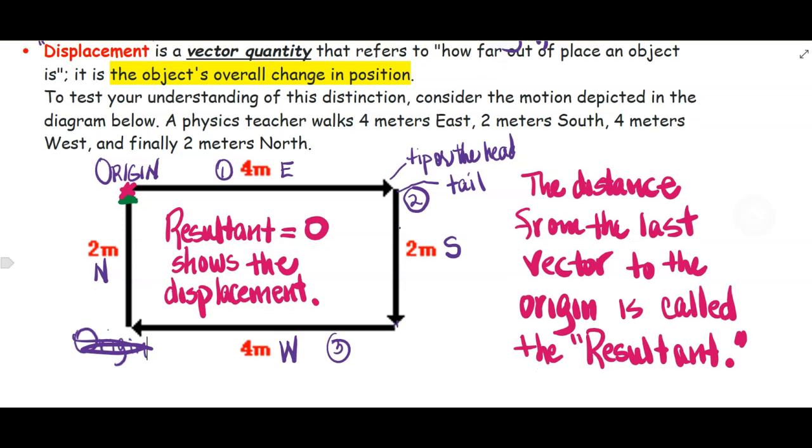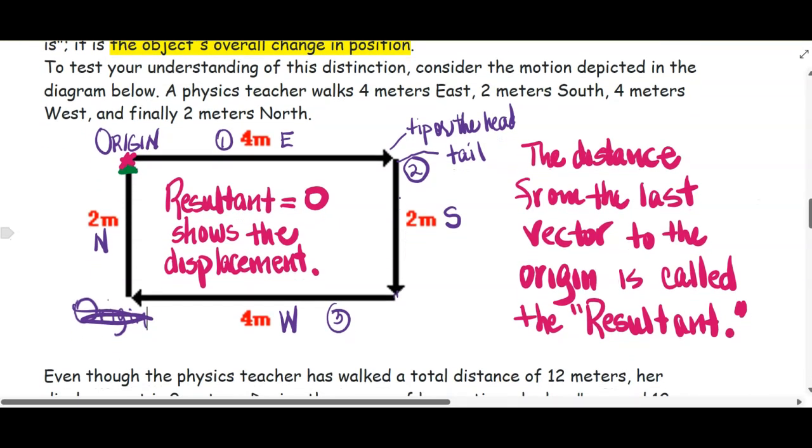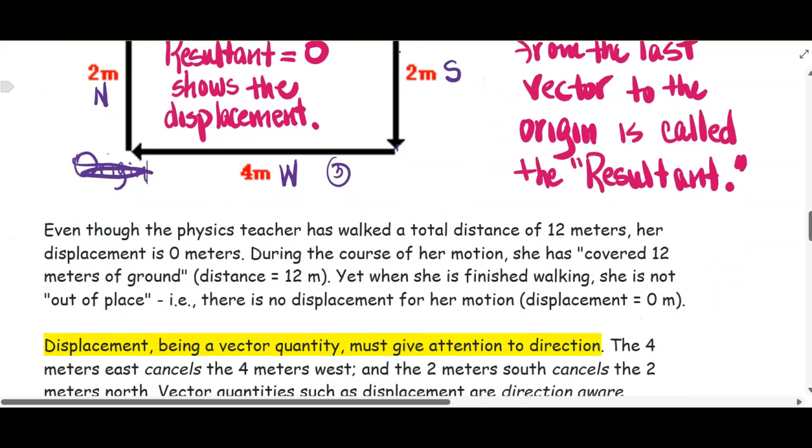All right. Now remember, you can stop the video anytime you need to. So even though the physics teacher has walked a total distance of 12 meters, her displacement from the origin is only 0. During the course of her motion, she's covered 12 meters of ground. The distance is 12 meters. Yet, when she has finished walking, she is not out of place because there's no displacement for her. The displacement is 0 meters.